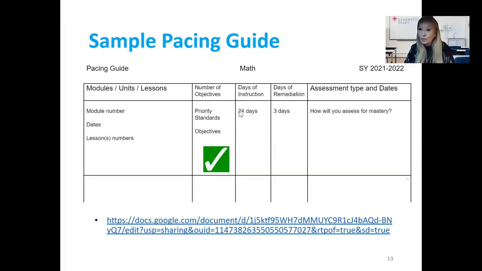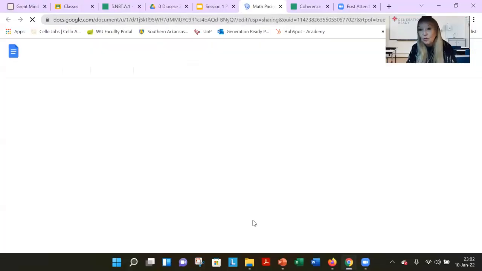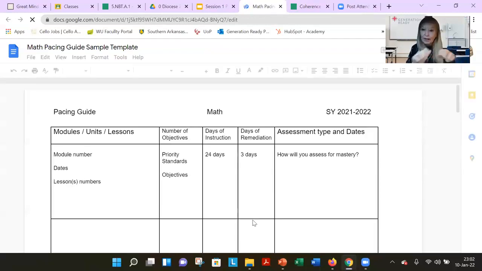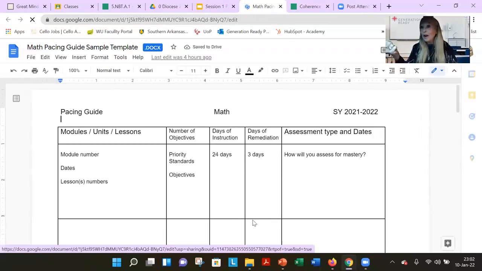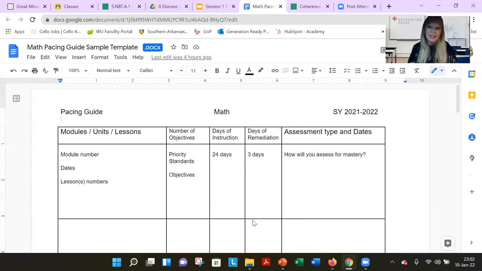And so I will put this in the resources, in the Google Classroom, everything we talk about. I'll start building a resource library this week for you. And since it's a Google Doc, if you write in it, you write in it for everybody. So you need to download my Google Docs and make it your own.